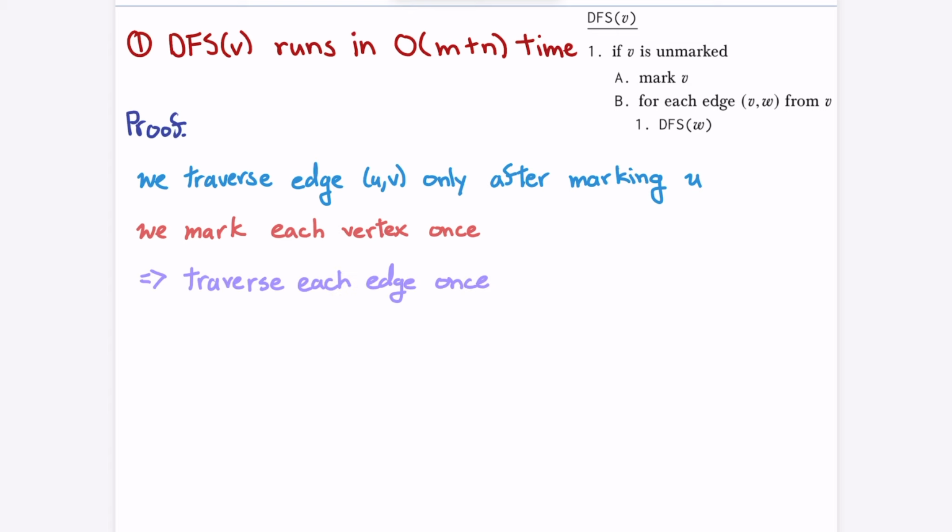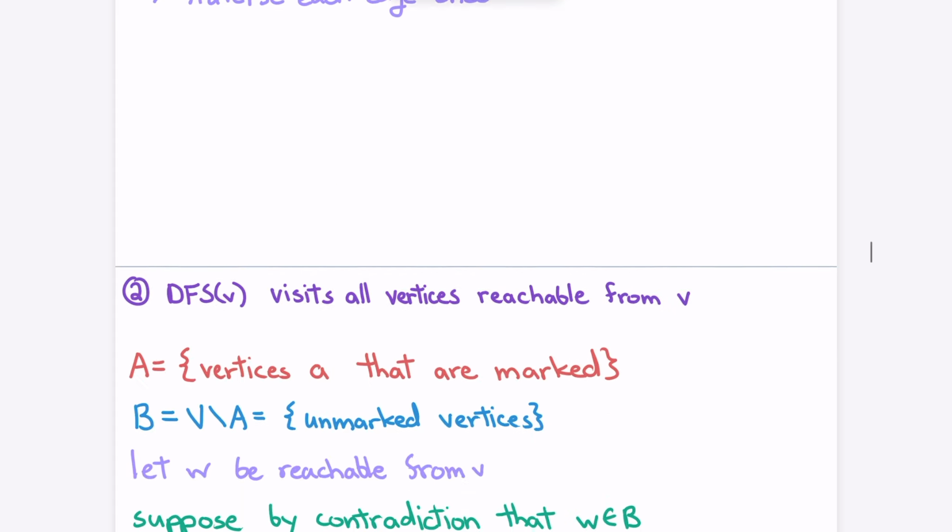So you only traverse an edge after marking a vertex. You only mark each vertex once. I think both of those lines are immediate from the code. So nice and clean, no room for ambiguity.